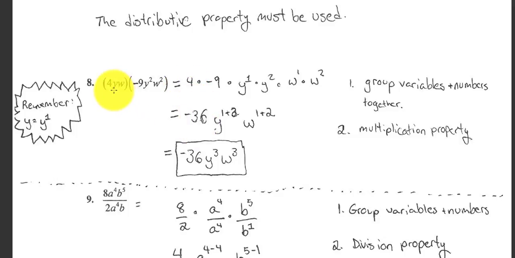Think of this as y to the 1 times y squared. So remember, multiplication, we add the exponent. So that's the 2 plus 1 is 3. So that's my y cubed, right? And they're showing the 1 plus the 2 gives me 3. And then with the w's, think of this as w to the 1 times w squared. And again, 2 plus 1, right, or 1 plus 2 gives me 3. So here's my final answer.